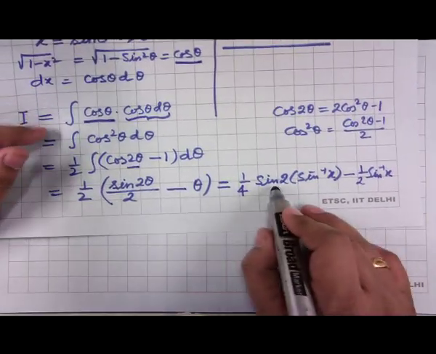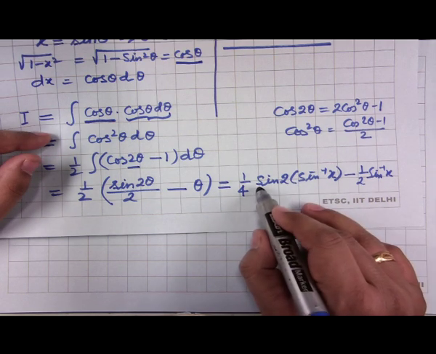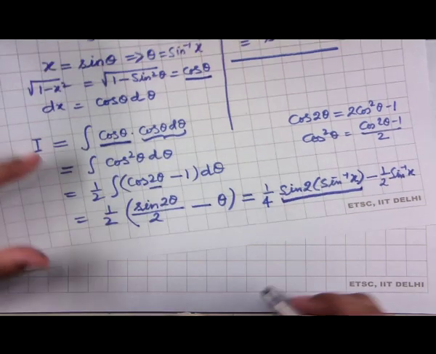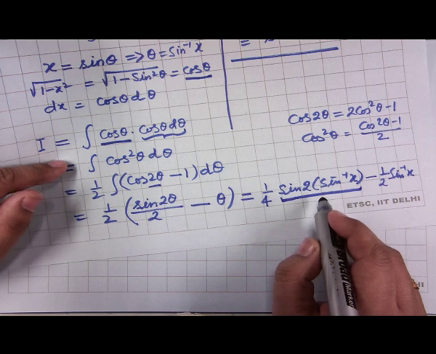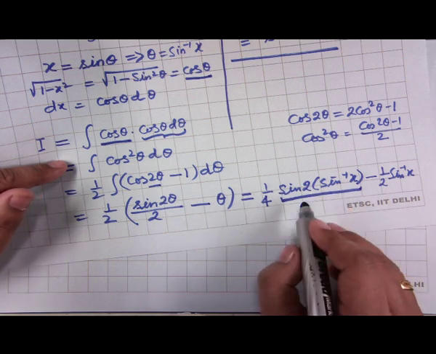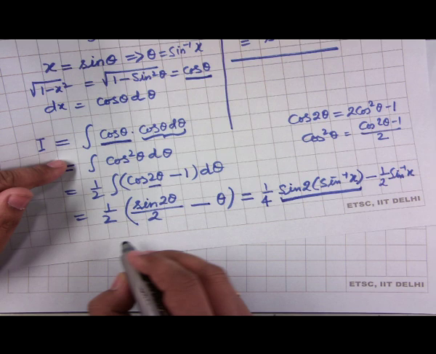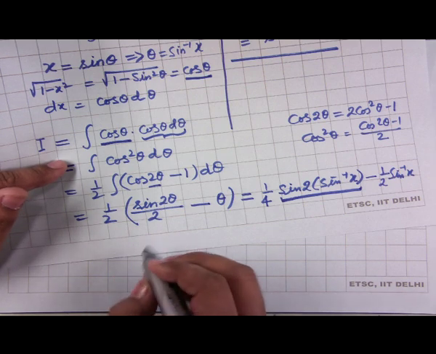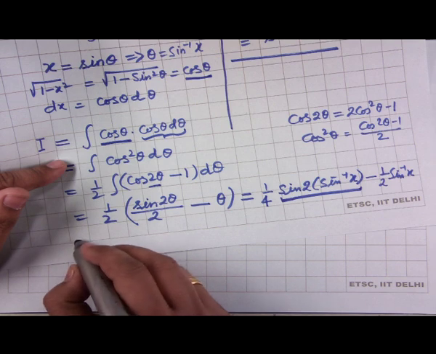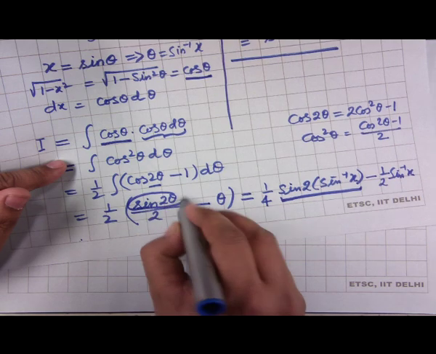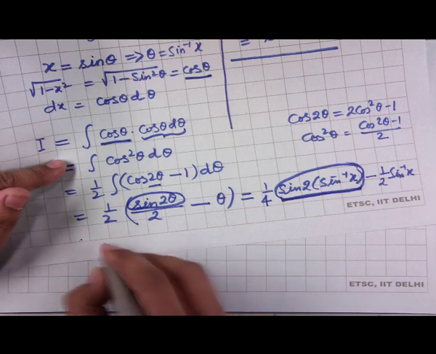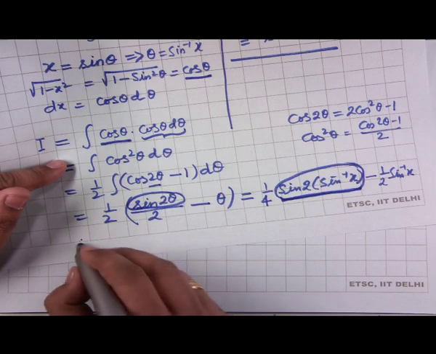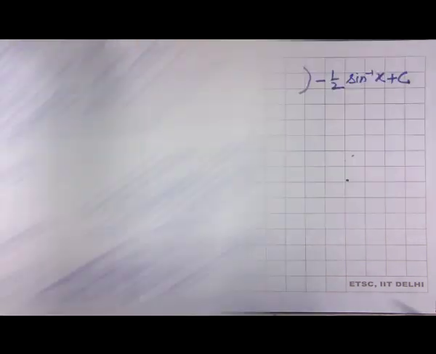Now, look back at this factor, half of sin 2 sin inverse x. It is not reaching any form which we know. So, what we do is write it in the form which we know, or which we can further simplify. You know, this term is equivalent to sin 2 theta. So, therefore, let me simplify it here for you.